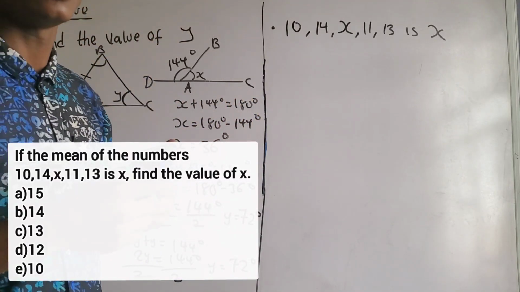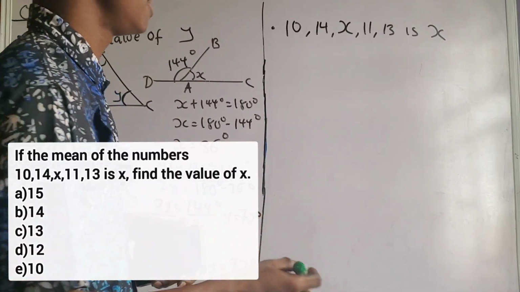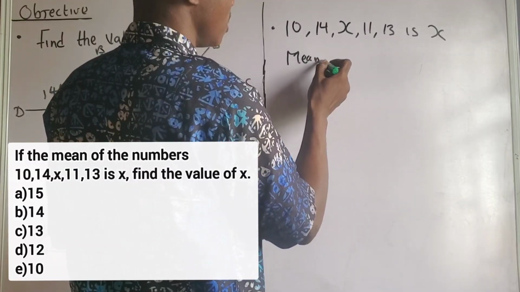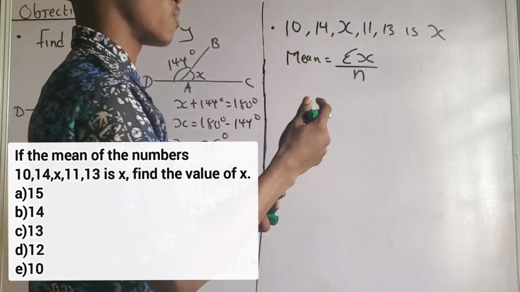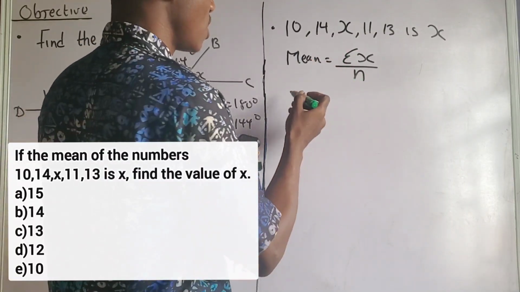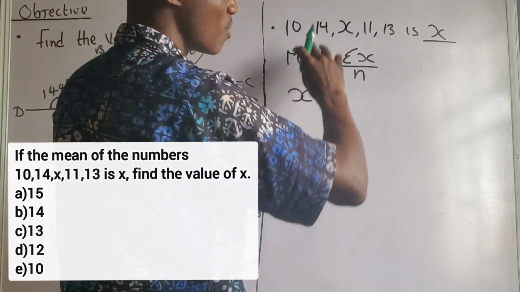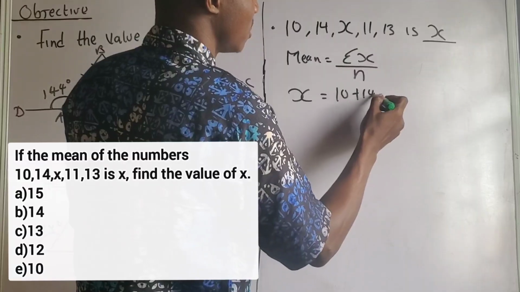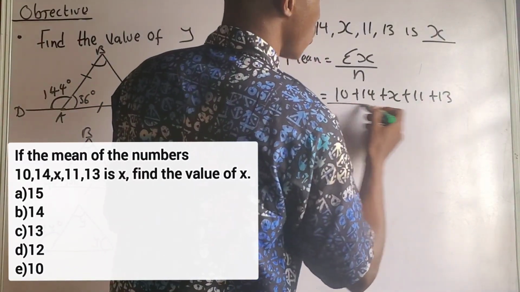Now, don't forget that mean is the summation of all the numbers all over the count of all the numbers. Mean is equal to summation x all over n, where n is the total number of elements present in the data set and x is their sum. So the mean is x. So I'm going to have x equals summation of all the numbers, 10 plus 14 plus x plus 11 plus 13, all over n.